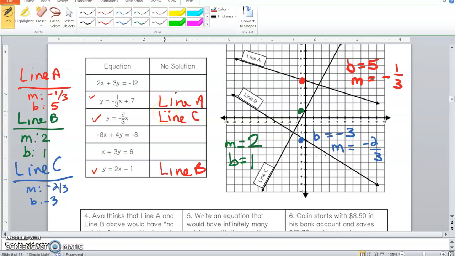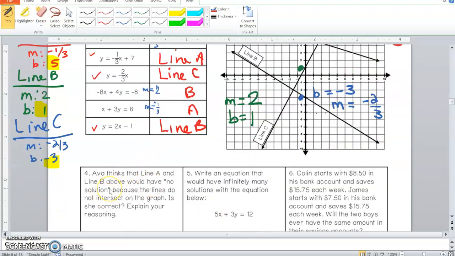Now, it was also important to look at the y-intercepts for these two, that they didn't match up, because if they had the same slope, which they do, but the same y-intercept, which this one doesn't, they'd be the exact same line. So you just need to be careful that you're not just looking at the slope, but you're looking at the slope and the y-intercept. So try the rest of them. And there's the rest of the table filled out.